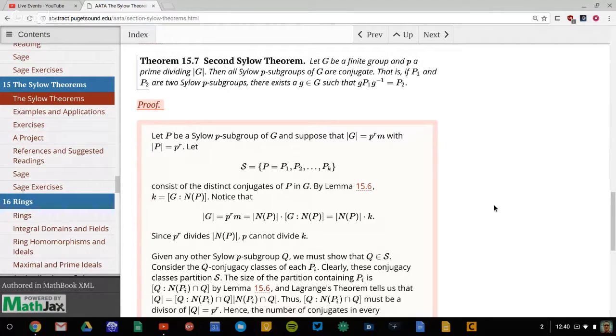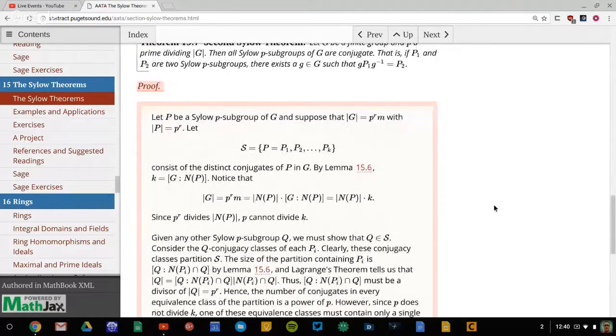So what we have to prove here is that this is all of them. The theorem claims that all the Sylow p-subgroups are conjugate to one another. So these are the distinct conjugates.